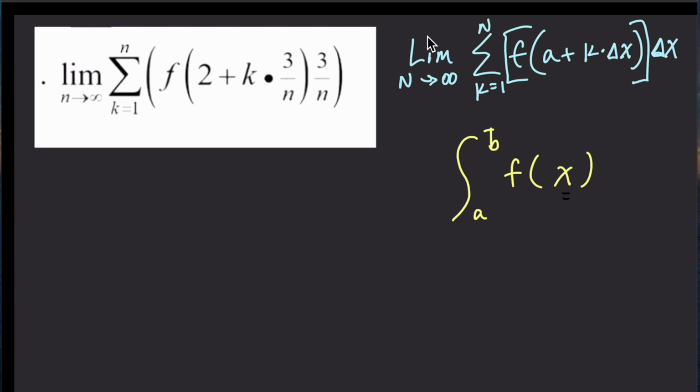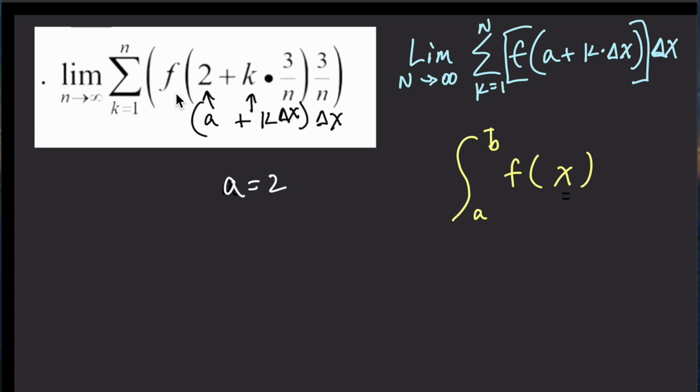Now, referring to this formula here on the right, we can see that this is our delta x right here. Here's our k value, here's our delta x, and this is our a value. So this matches here in the blue. So we know our a value is 2.